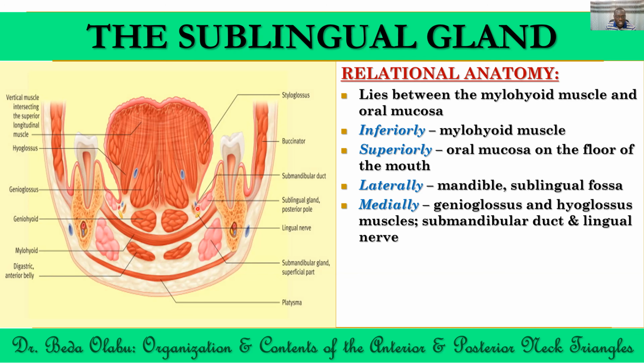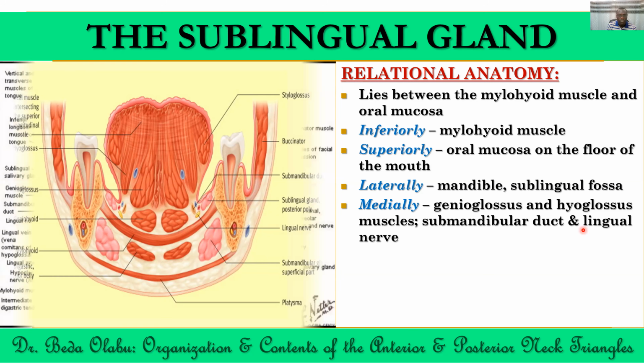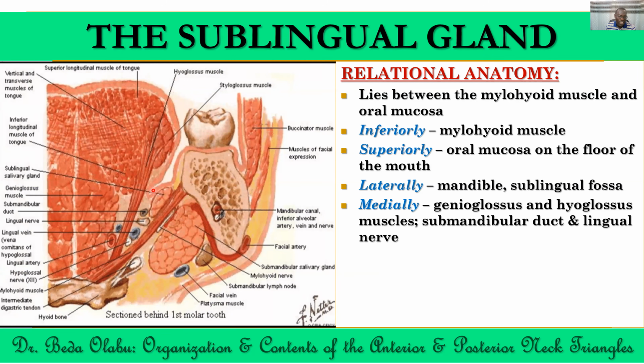Now, on the medial aspect of the gland, what do you have? There are a number of structures which will be on the medial aspect, depending on which level, but we have the genioglossus muscle, we have the hyoglossus muscle, we have the submandibular duct, we have the lingual nerve. In this image, we see the hyoglossus muscle, submandibular duct, lingual nerve. Here the vessels are there, a bit lower though. So that is the medial relation of the sublingual gland.